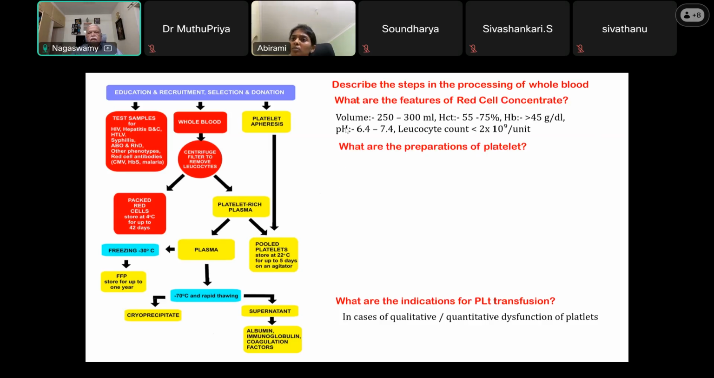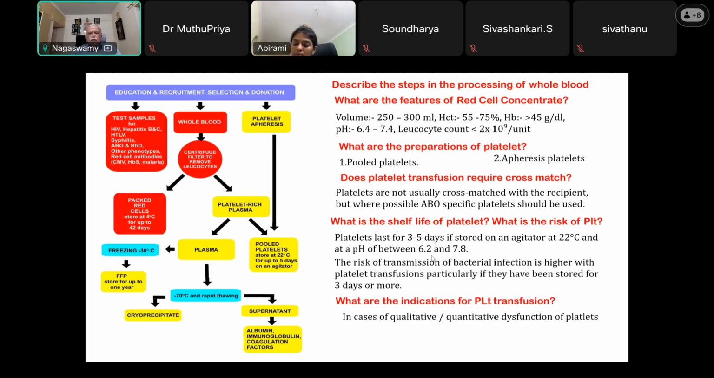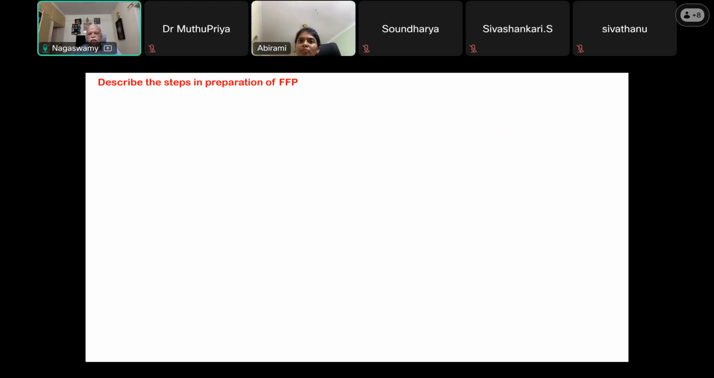And the features of red blood cells are, you must also say how much volume for each of the components is there, what is the hematocrit, what is the pH, and how much of leukocytes is permitted. And the preparation of the platelets, it can be random donor platelets or a single donor platelets, and they usually do not require cross match, but it is better to have ABO specific platelets. Shelf life is only about 3 to 5 days. It's stored at room temperature, and it has a pH of 6.2 to 7.8. And the most important complication of platelet transfusion is bacterial infection, especially if you use platelets which are more than 3 days old. And the indications, let's see.